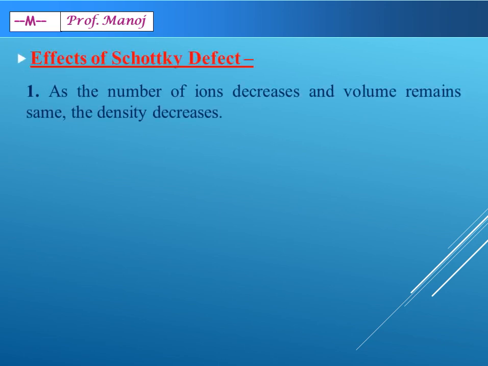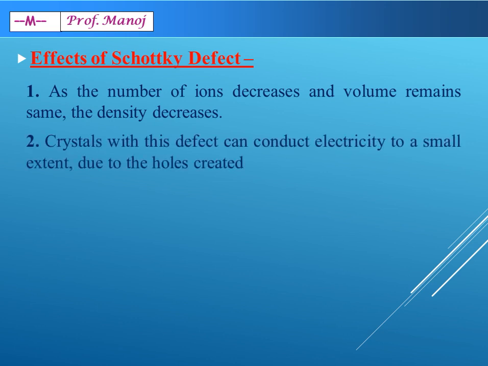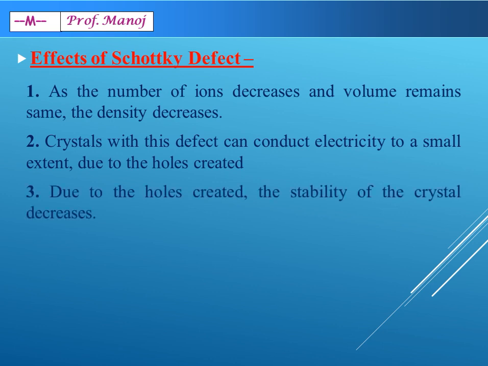The Schottky defect consequences go like this. As the number of ions decreases, volume remains the same, so density will decrease. A crystal with this defect can conduct electricity to a small extent due to the empty positions, the holes created. Due to these holes created, the stability of the crystal system also decreases.